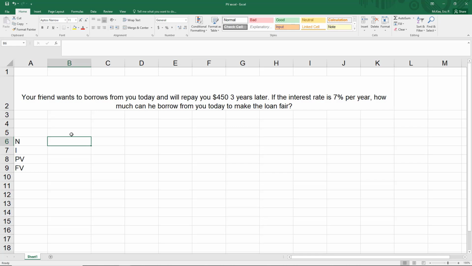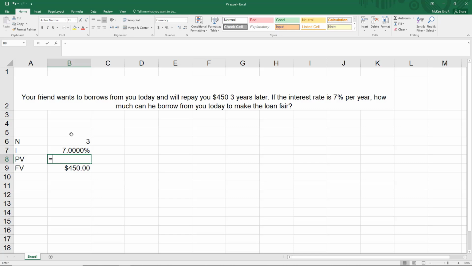For n, the number of periods, we have a 3-year loan here, so our number is 3. For I, our interest rate, we have a 7% interest rate, so it's going to be 0.07. Present value, PV, is going to be our thing we're trying to find, so we'll go past that. And future value is the amount that our friend is repaying us. That's going to be the 450 for FV. So all we have left now is present value.